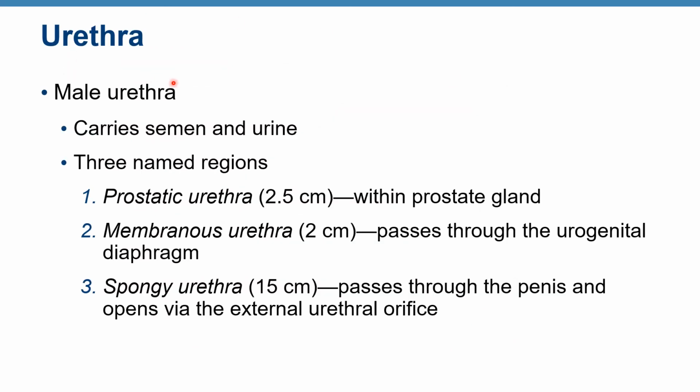Male urethra carries both semen and urine. However, semen and urine never mix, and a male urethra is longer and it's divided into three regions: prostatic urethra, membranous urethra, and spongy urethra. Spongy urethra passes through the penis and opens via the external urethral orifice. And spongy urethra is the longest part of a male urethra.